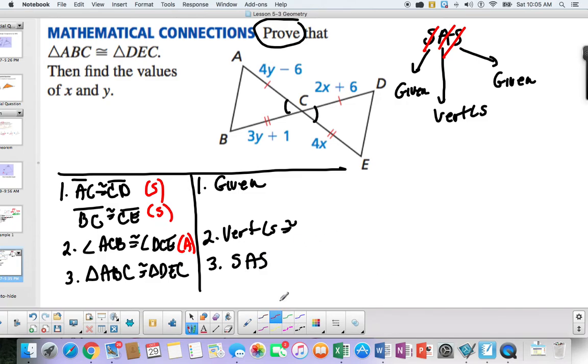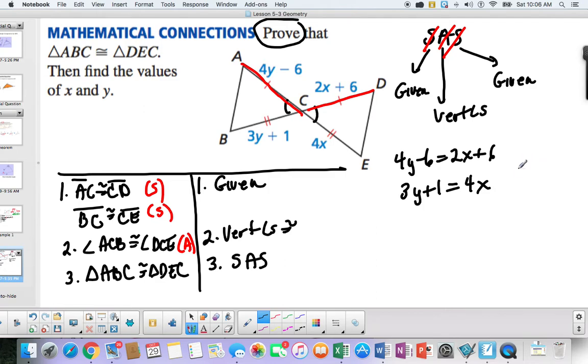Now I'm going to actually solve for x and y. Remember, I was told that AC, this thing, is congruent to CD. So I'm going to go ahead and write that. I'm going to write 4y minus 6 is equal to 2x plus 6. And I can't solve for x or y yet. Now I also know that 3y plus 1 is equal to 4x. Okay, so I have what we call simultaneous equations.